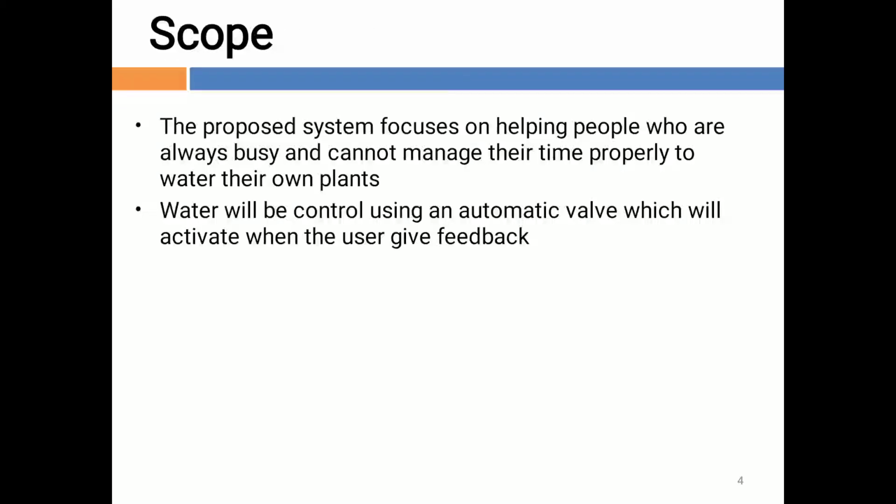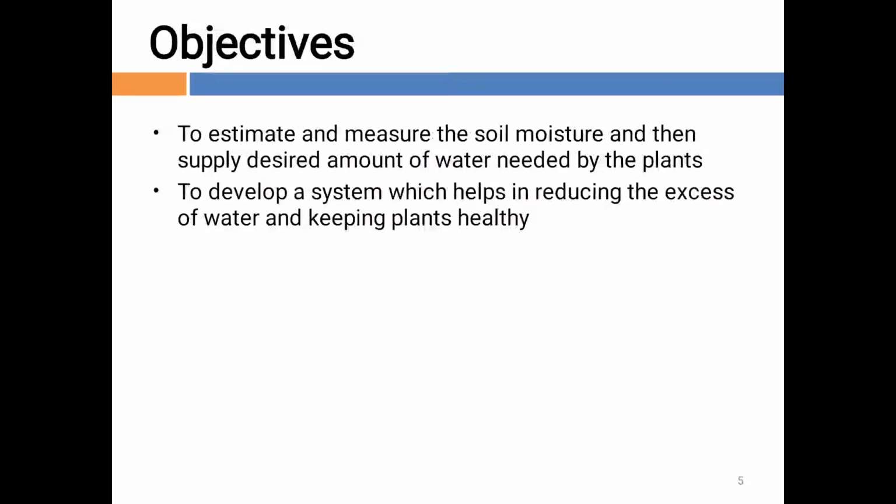Scope. The scope of this proposed system focuses on helping people who are always busy and cannot manage their time properly to water their own plants. Water will be controlled using an automatic valve which will activate when the user gives feedback.